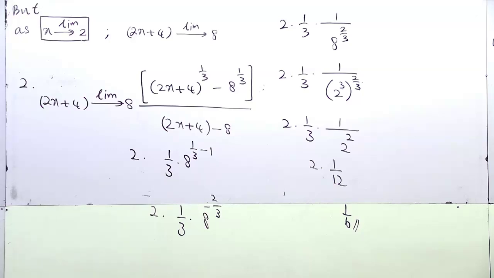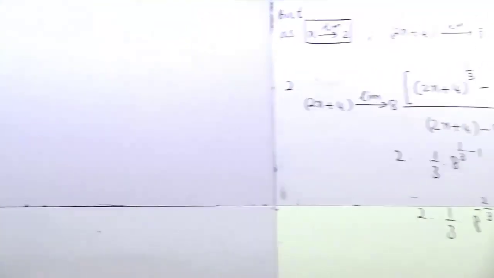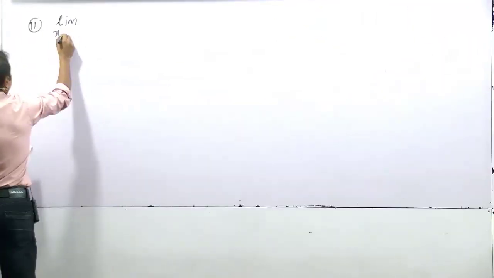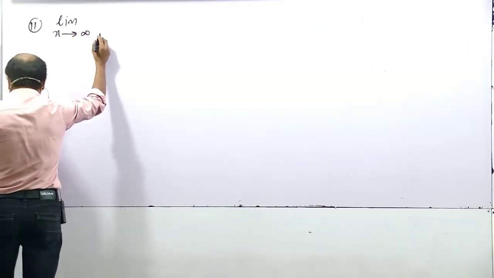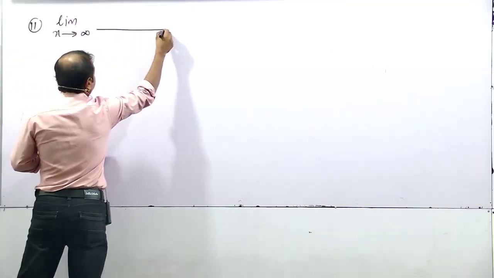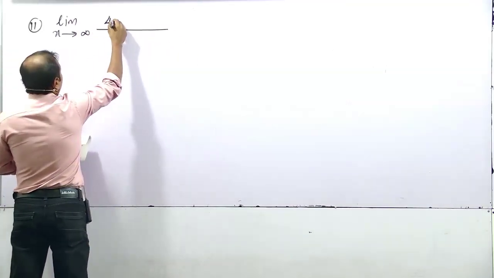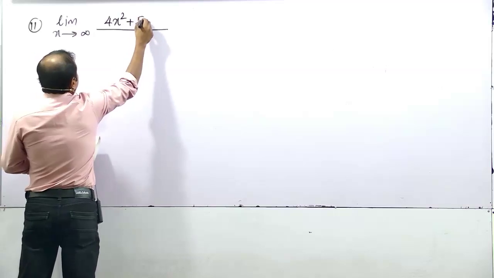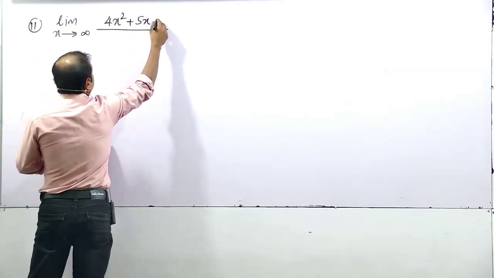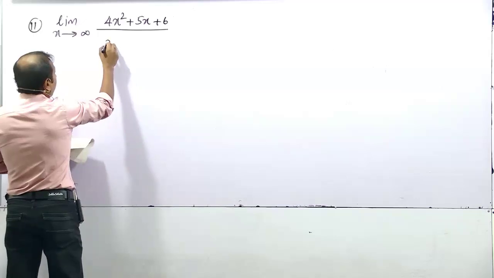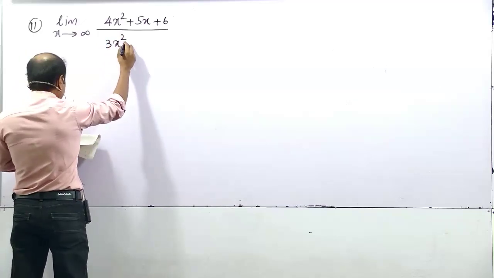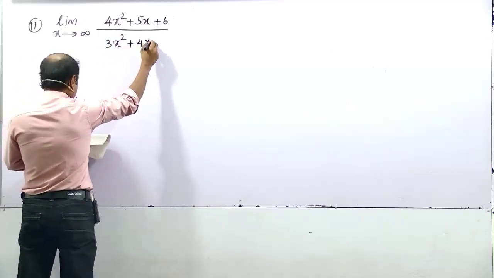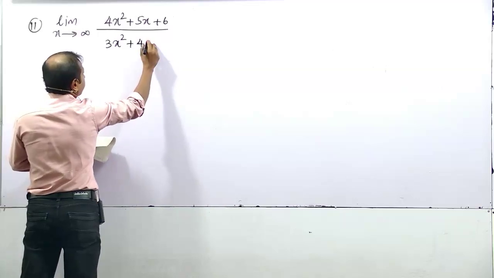Right. Our next questions are these. 11. Limit x approaches infinity, 4x squared plus 5x plus 6 over 3x squared plus 4x plus 5.